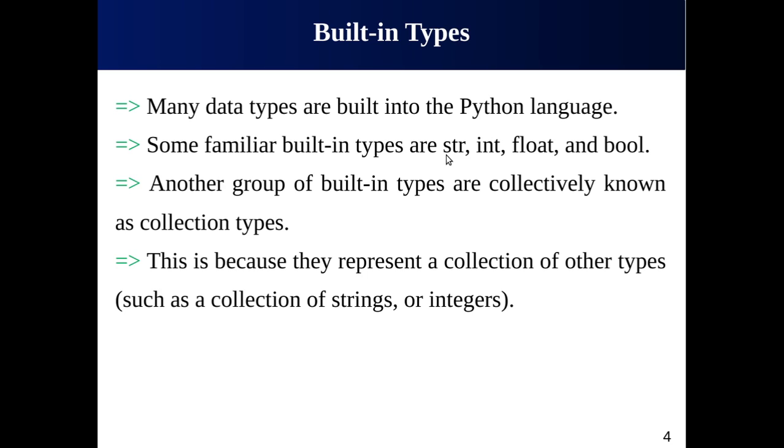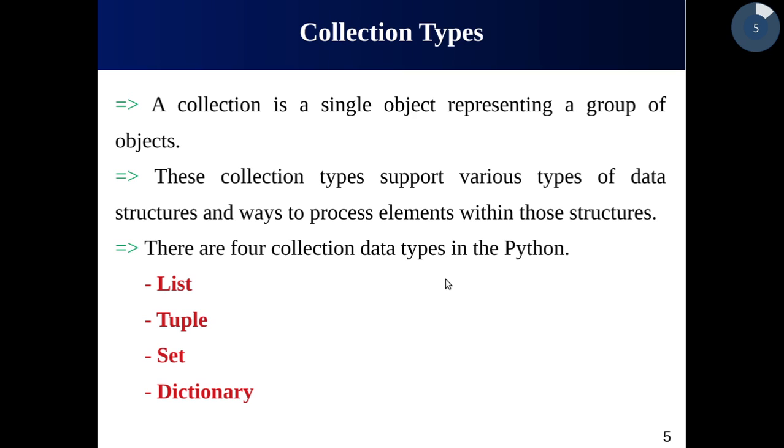However, these are not the only built-in data types in Python. Another group of built-in types are collectively known as the collection types. Why are they called collection types? Because they represent a collection of other types, such as a collection of strings, a collection of integers, a collection of floating point numbers, or a combination of these. So let us move to the collection types.